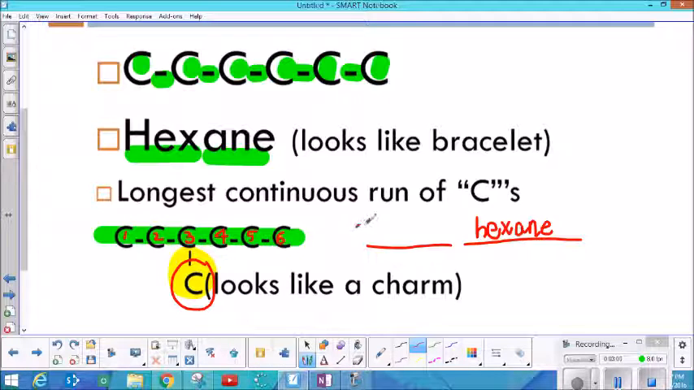So you have to say where something is hanging off of it, and then you have to say how many carbons are in the charm, and this is the chain. And there's only one, so that's meth. And because it is a charm and not a chain, we let the reader know that by adding YL. So this is a 3-methyl hexane.